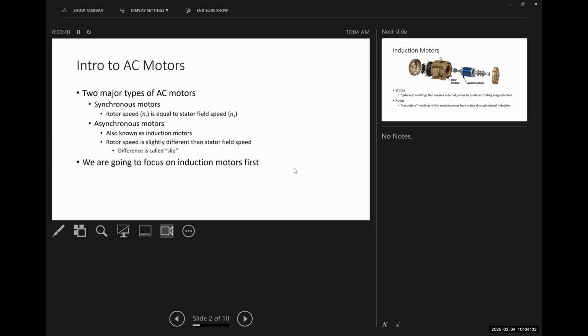Then there are asynchronous motors where the rotor speed is not equal to the stator speed. There is going to be a slight level of difference between those two speeds. We're going to talk about where they come from and why it's actually critically important. If we didn't have slip, an induction motor literally wouldn't turn. And we are going to focus our time on these asynchronous or induction motors first, okay?